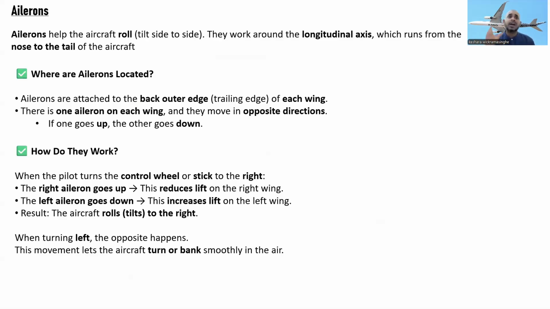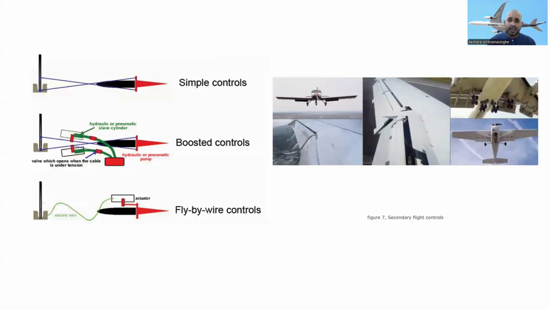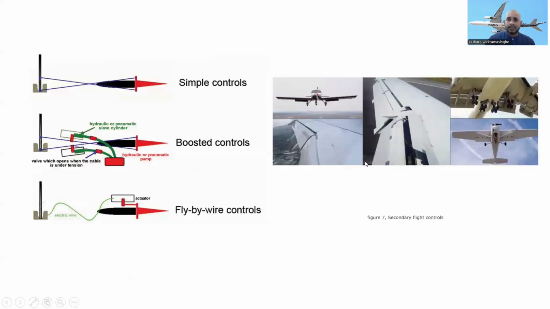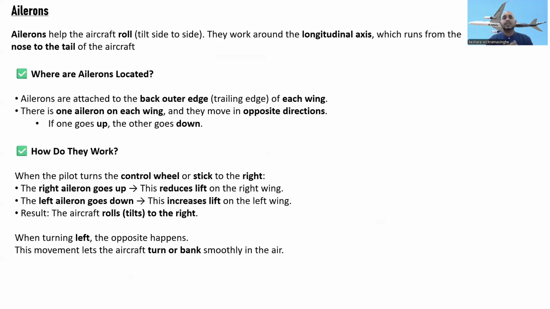So where are ailerons located? Ailerons are attached to the back outer edge, the trailing edge, of each wing. You can see, these are the ailerons, attached to the back outer edge of each wing, and there is one aileron on each wing.